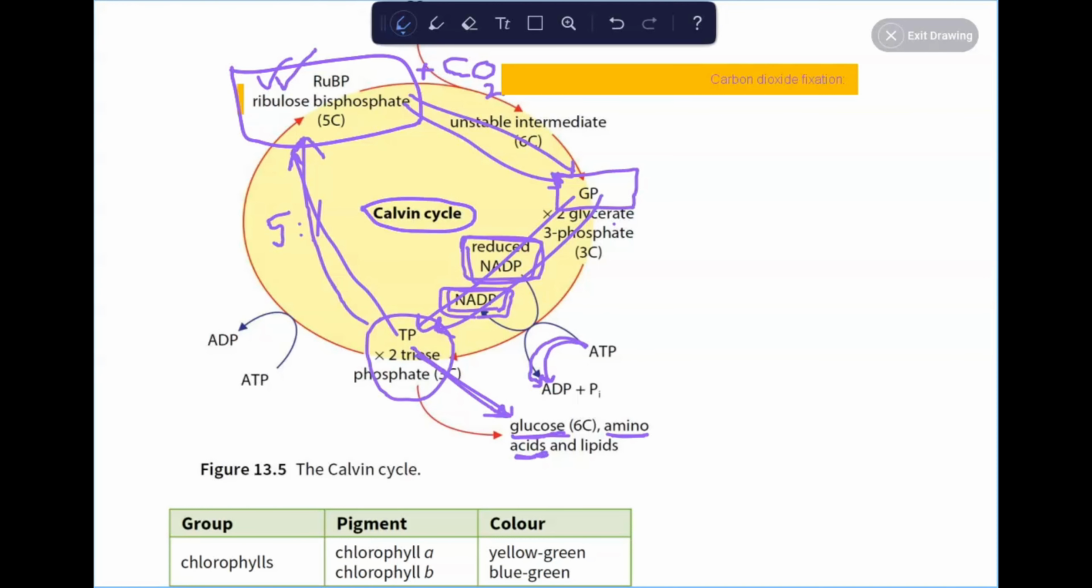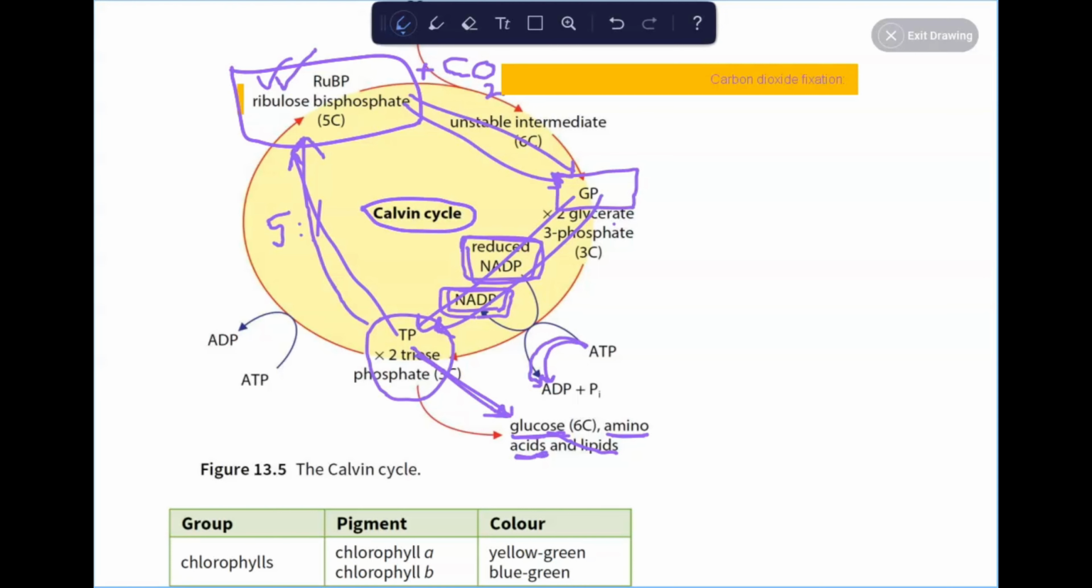Depending on the type of the tissue and plants, they are converted into hundreds and thousands of different types of proteins. Glucose can be converted into fat molecules also, and further into many more organic compounds like cellulose, sucrose, starch, and many other carbohydrate molecules. So when this TP is converted into RuBP, again ATP is used. So ATP is used here also.